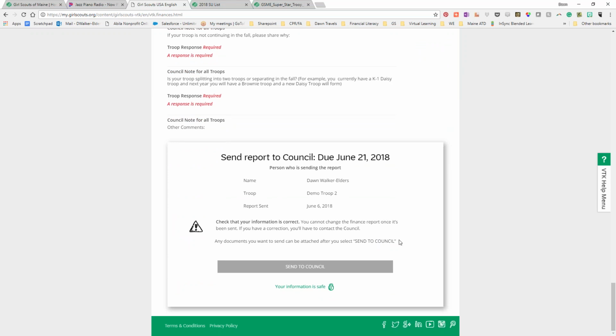But you can see here it says send report to council. It's due June 21st. It will show you who is submitting it. And if Dawn were to hit send right now, it would submit it to us, and it would put a timestamp on this that says Dawn submitted it on June 6th at such and such a time. So if you were to go back in, you could see exactly when this was submitted and you could know that it went through to us.